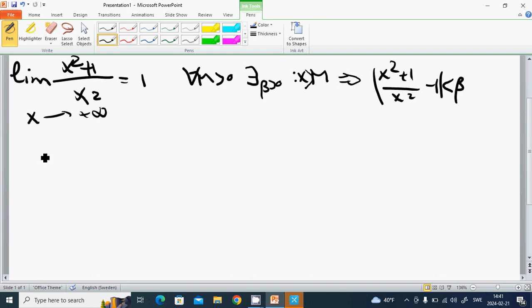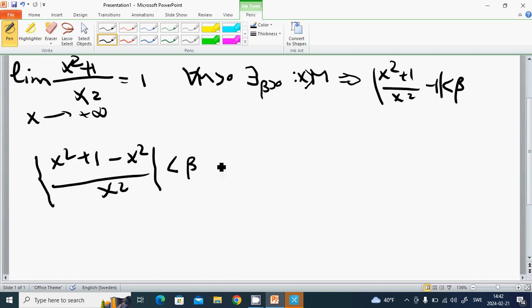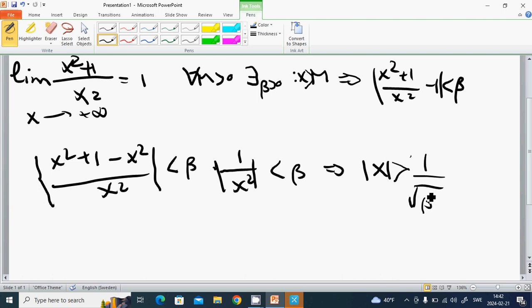But this is absolute (x^2 plus 1 minus x^2) divided by x^2 less than beta, then 1 divided by absolute x^2 less than beta, then absolute x is greater than 1 divided by square root of beta, then we have to find x, and because x goes to positive infinity, then this one is equal to x.